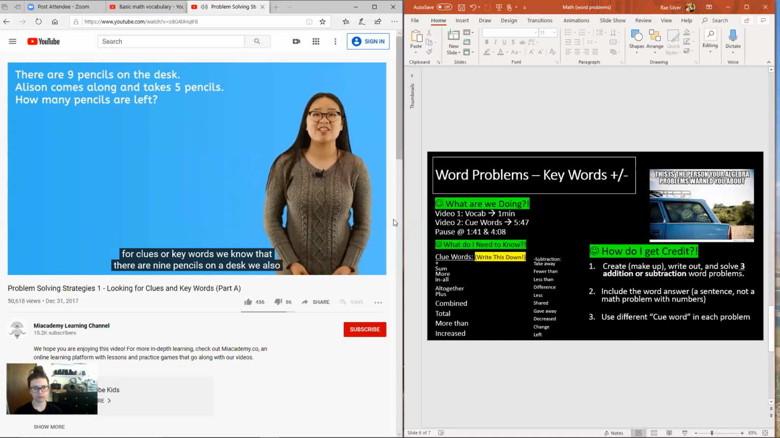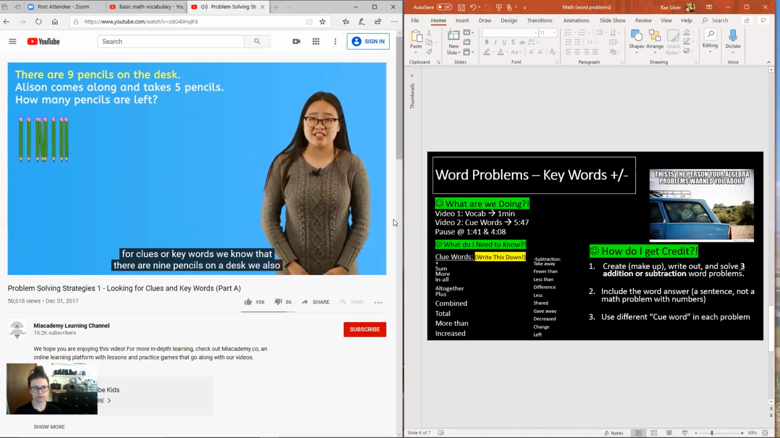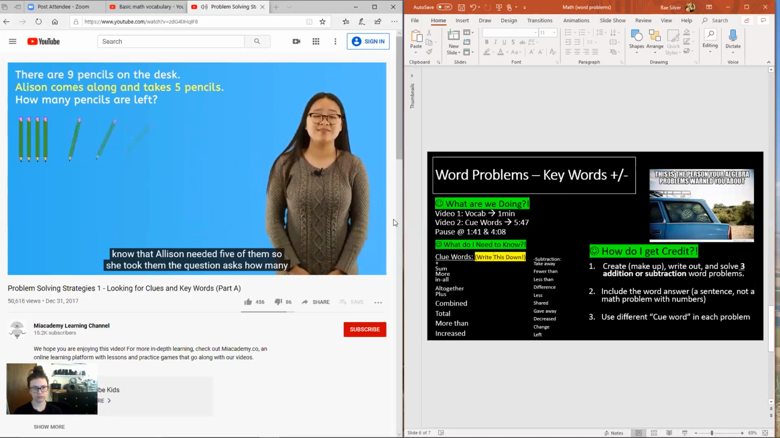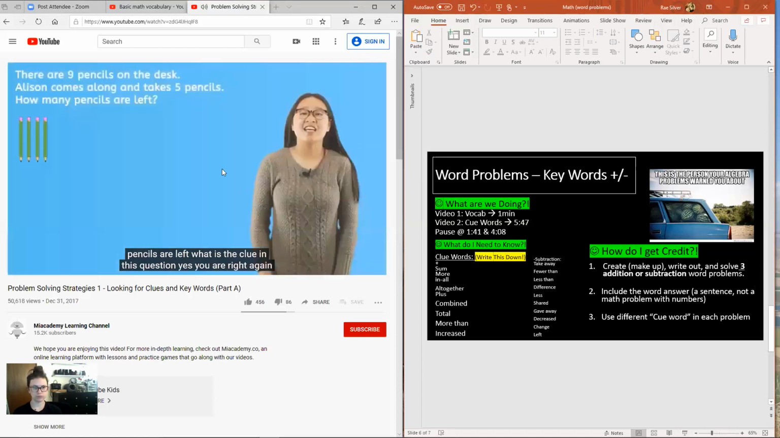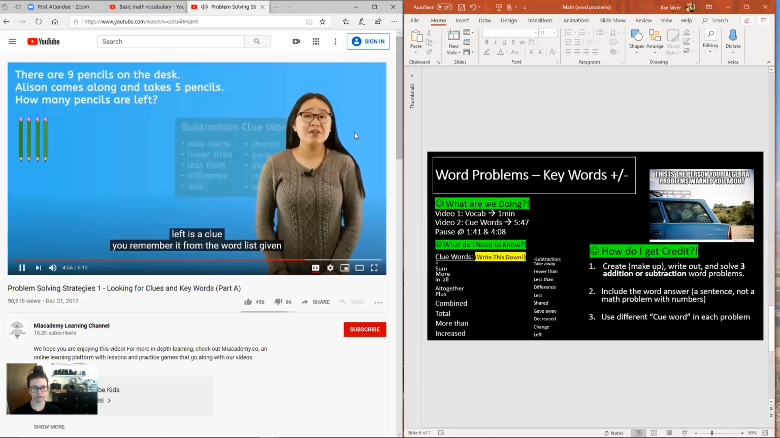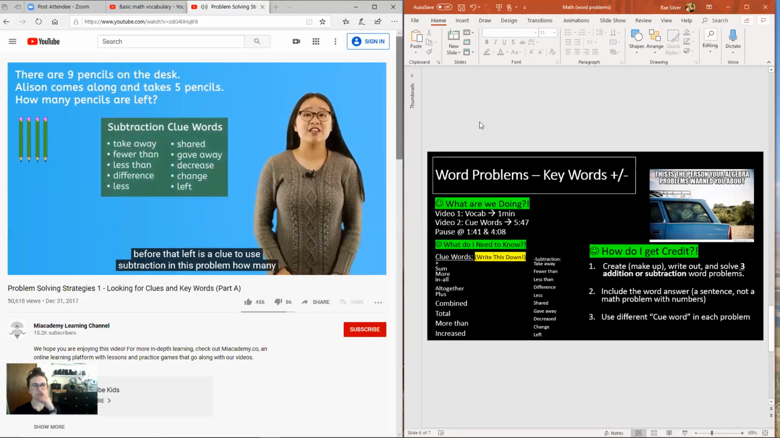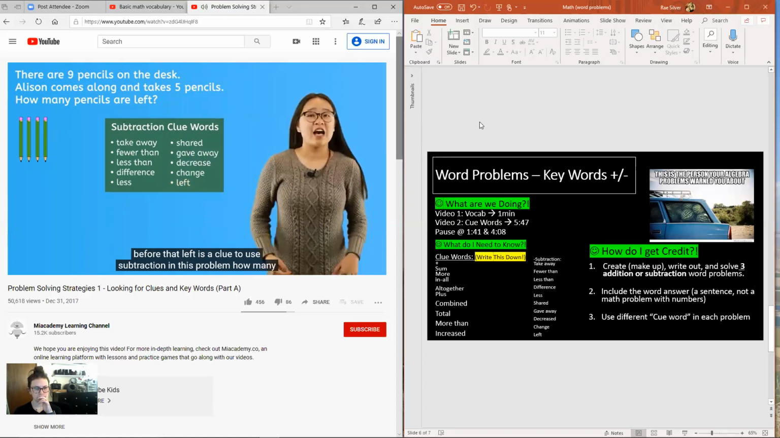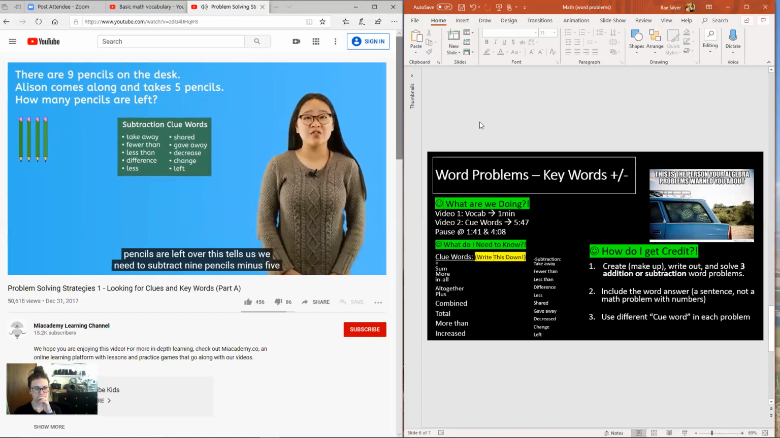Let's look for clues or keywords. We know that there are 9 pencils on a desk. We also know that Allison needed 5 of them, so she took them. The question asks, how many pencils are left? What is the clue in this question? Yes, you are right again. Left is a clue. You remember from the word list given before that left is a clue to use subtraction in this problem. How many pencils are left over?